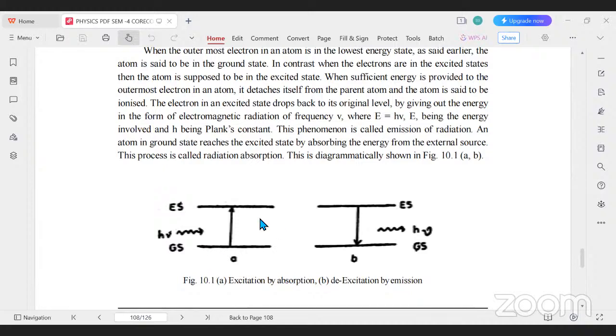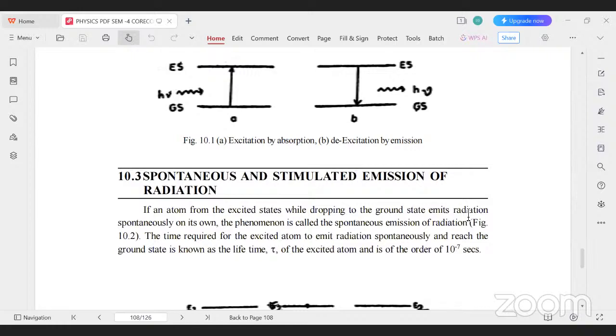This is excitation by absorption. This is what is going out: de-excitation by emission. So, the spontaneous and stimulated emissions of radiation. So what is the radiation? How does it take place? In an atom, from the excited state, while dropping to the ground state, it emits radiation spontaneously on its own. The phenomenon is called the spontaneous emission of radiation.